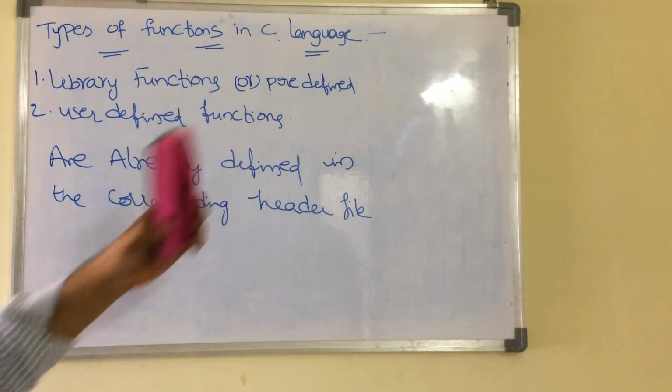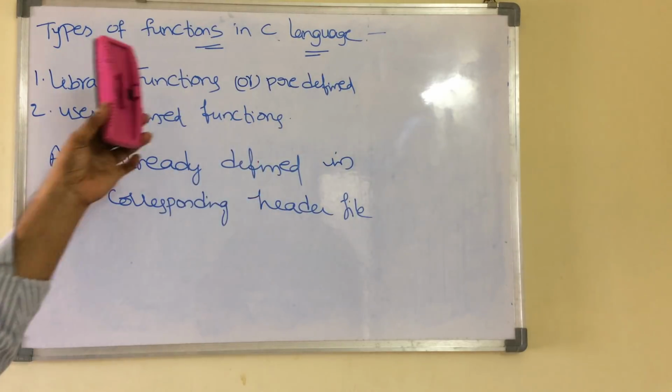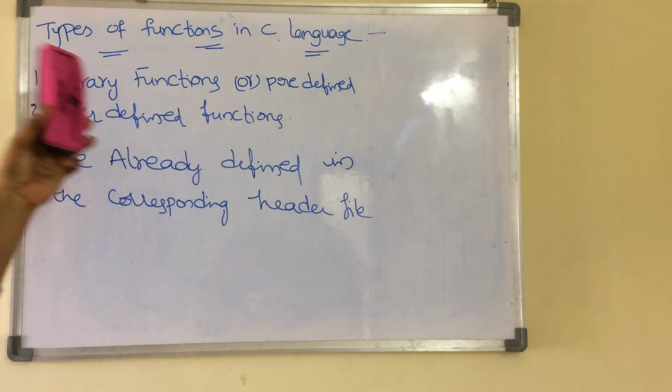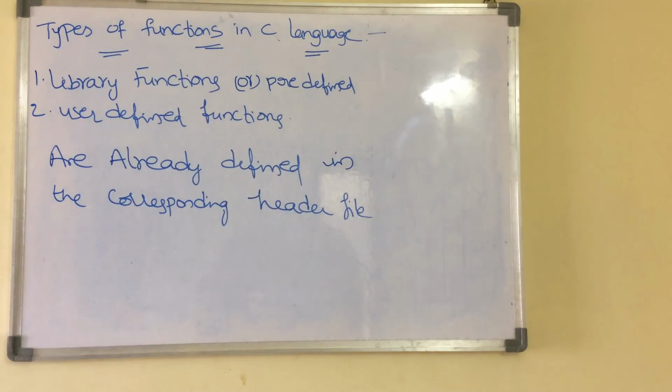Second one is user-defined functions. The name itself specifies the meaning. The functions which are defined by the user are known as user-defined functions. So let's see the first one. So what is the first one? Library functions or predefined functions.